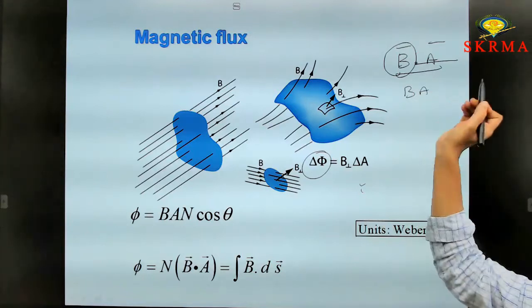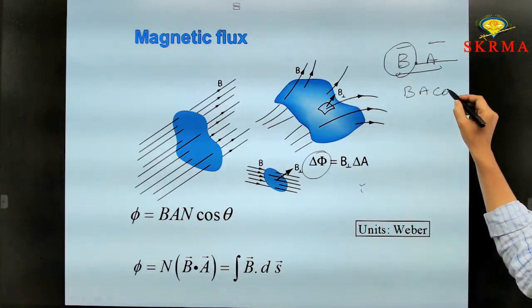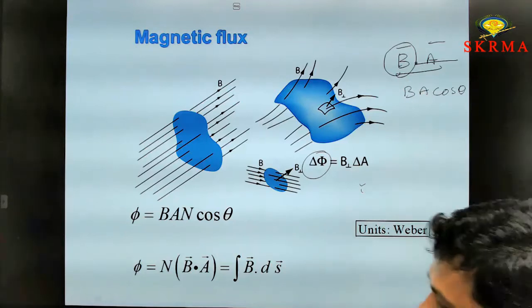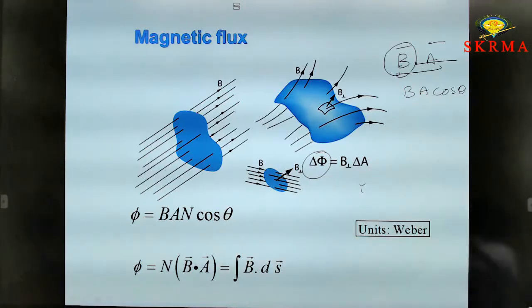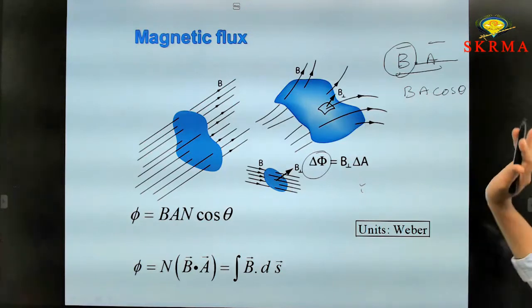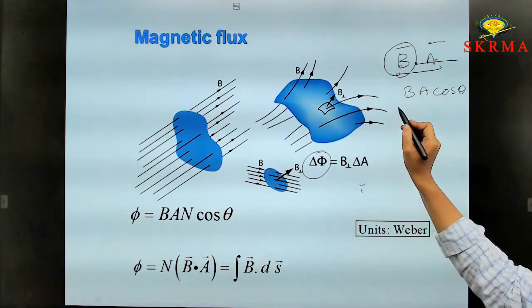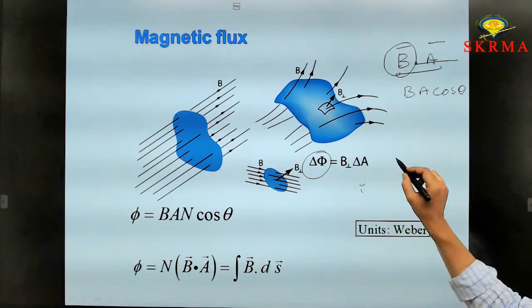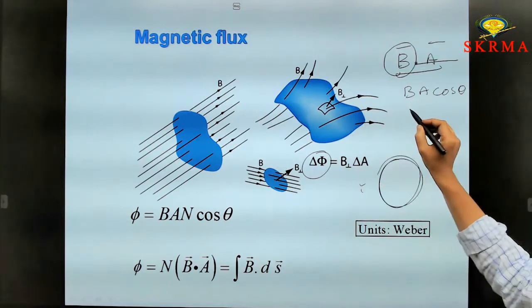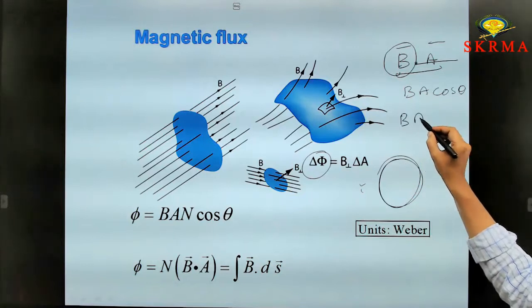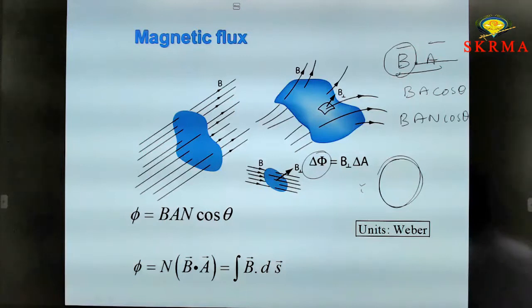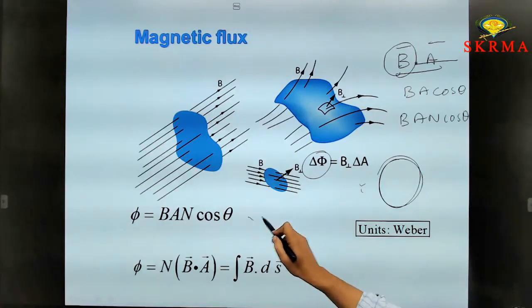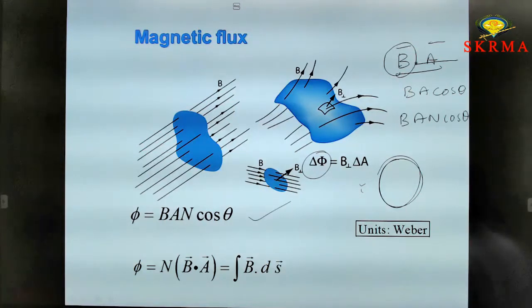If you remove the dot product, we can add cos theta. B dot A is BA cos theta for only one loop. If it is one loop, BA cos theta is enough. Or if the coil contains n loops, then it is n times BA cos theta, written as BAN cos theta. The same thing is expressed here. Phi equals BAN cos theta represents flux.